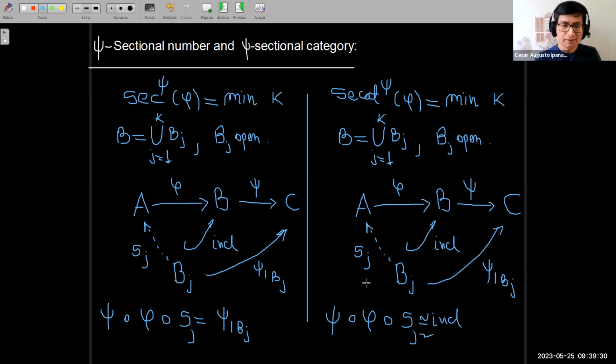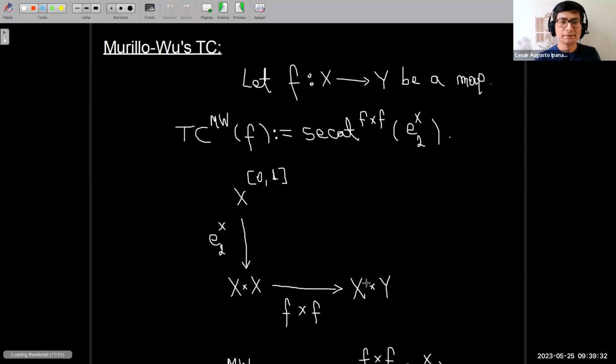With these numerical invariants, we recall the Murillo-Wu topological complexity. Given a map F, the Murillo-Wu topological complexity is the F-sectional category of this map, in the previous sense.